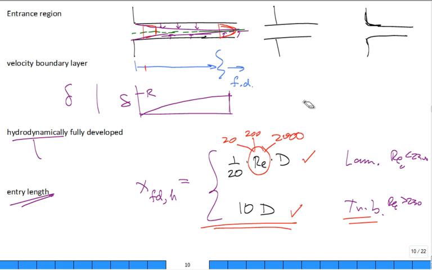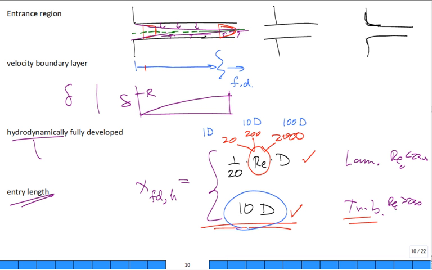So if I have a Reynolds number of 20, how many diameters do I need to go before it's fully developed? 1 diameter. Did I do the math right? How about if it's 200? Reynolds number is 200. How many diameters do I have to go before it's fully developed? About 10 diameters. And if it's 2000, what do you think? About 100 diameters. So make the comparison. Is the laminar always quicker to become fully developed than the turbulent?